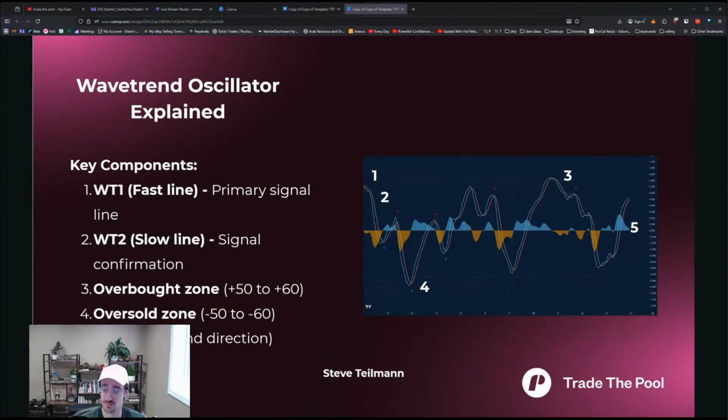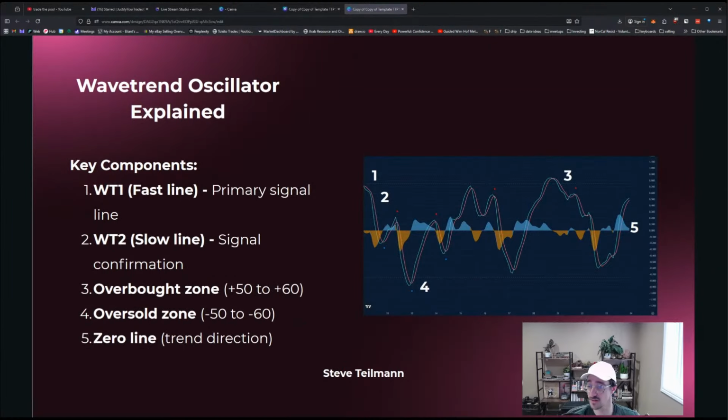Let's jump into some details. Let's get into the meat here. So what are the components of the WaveTrend Oscillator? We have our two lines, the WaveTrend 1 and WaveTrend 2. You can call it your signal line, the short-term one, and your baseline line for the other.